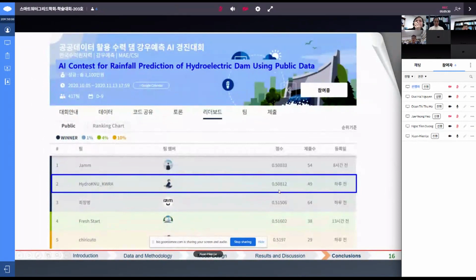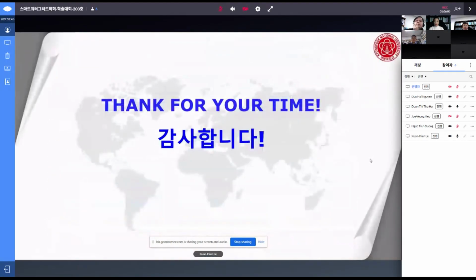And here is one application of the convolutional neural network for gridded rainfall. This is an AI contest for rainfall prediction of hydroelectric dams using radar data. This contest will finish next week. Currently my account is in second place. And thank you for your time.